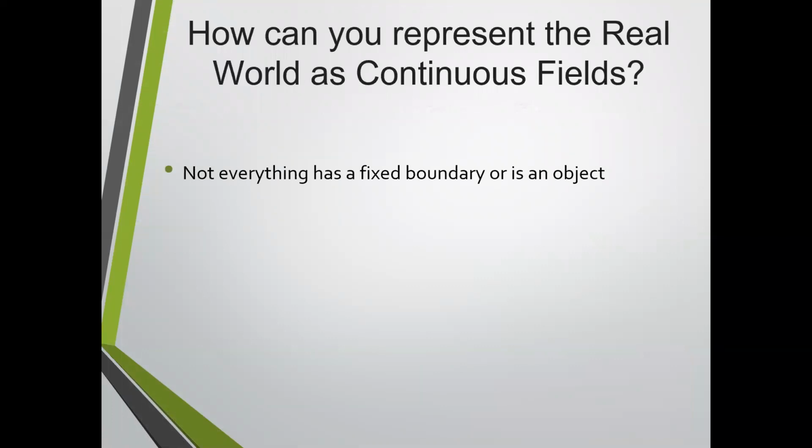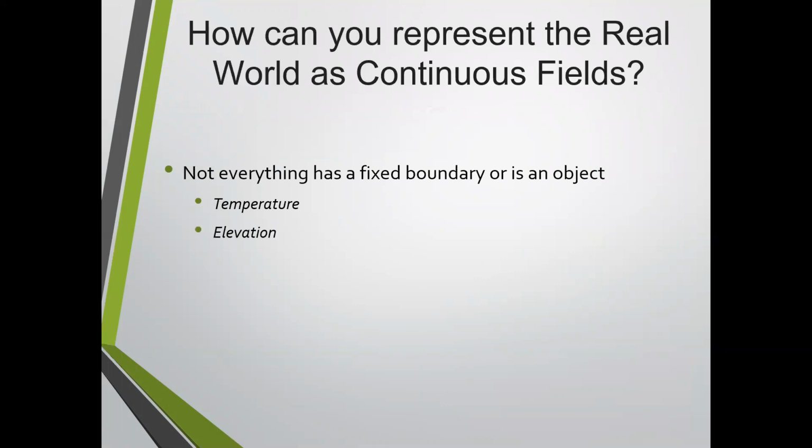Okay, so not everything that we deal with in the real world can be considered a fixed boundary or a simple object. So we have to handle that differently. Things like temperature: no matter if you were in a room or out in the woods, every place that you would be could potentially have a different temperature value. And if you sampled it infinitely, you would basically generate a surface. So we would think of that as a surface.